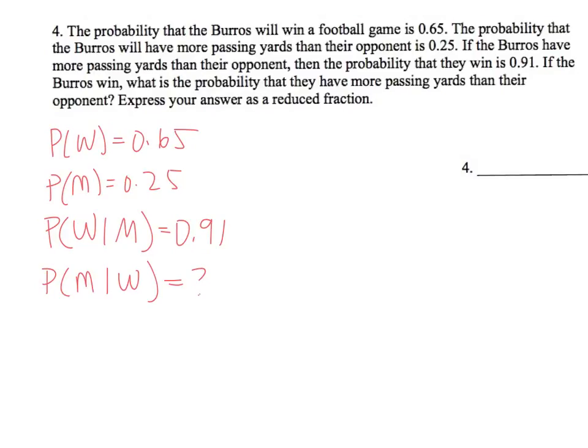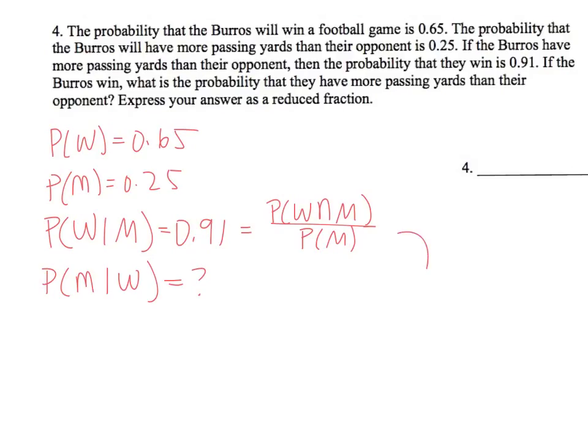Okay, so we're going to notice that our two conditional probabilities are the same, but the events are switched. So I'm going to start with the conditional probability that we are given. This is going to be the probability of winning and having more passing yards over the probability of more passing yards. And that's just the definition of conditional probability.